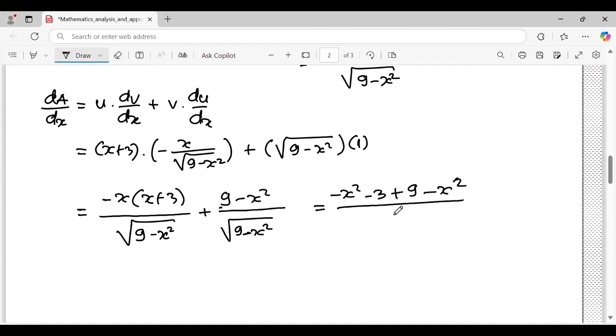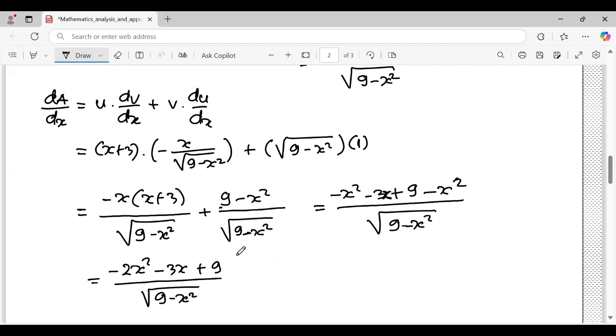Okay. Over square root 9 minus x squared. And becomes minus 2x squared minus 3 plus 9. Oh, this is minus 3x, sorry. Minus 3x actually, this one. Minus 3x plus 9 divided by square root 9 minus x squared, that one.